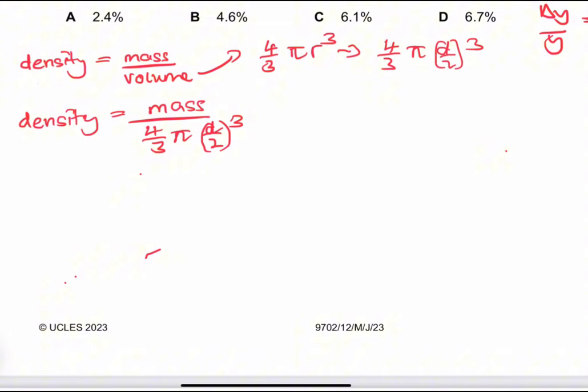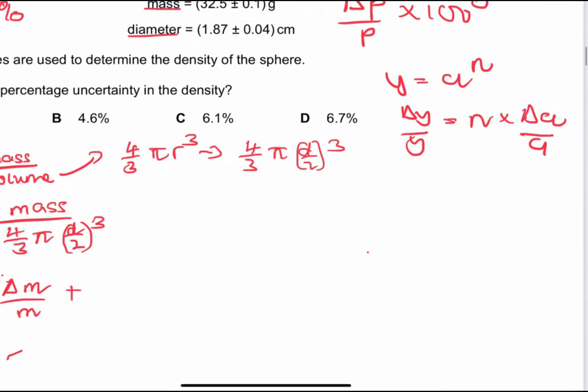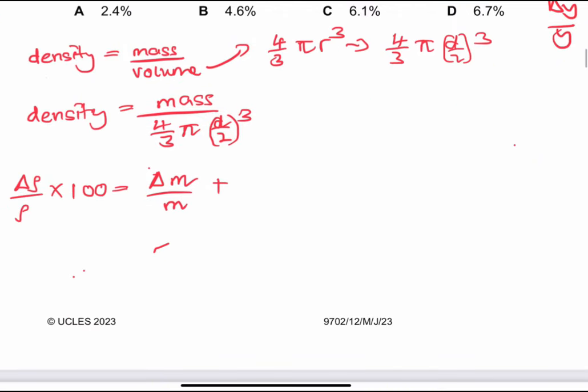But the uncertainty in density, this is how we calculate it. The delta in your density over your density itself, times 100, where the symbol for density is rho, is equivalent to the uncertainty in the mass, delta m, divided by my mass itself, plus 3 times delta d over d, all multiplied by 100. Remember, like in my example of a to the power of n, d is also d to the power of 3.